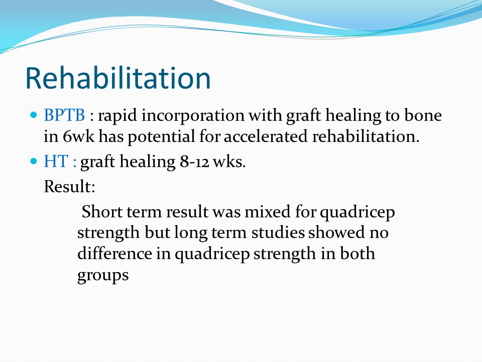When rehabilitation was compared, the BPTB group showed rapid incorporation, with graft healing to bone in 6 weeks, and had potential for accelerated rehabilitation. The hamstring graft had a little longer healing time, that was 8 to 12 weeks. So definitely the rehabilitation time was accelerated. The short-term result was mixed for quadriceps strength, but long-term studies showed no difference in quadriceps strength in both groups.